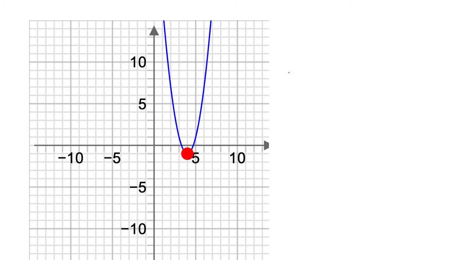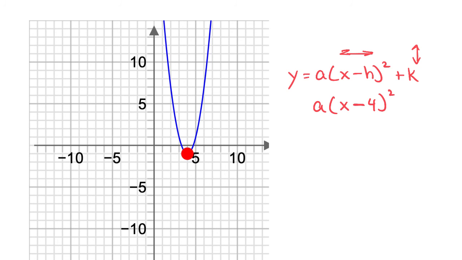So when I'm thinking about the equation, here's my vertex form. Remember, H controls left and right, K controls up and down. So this is shifted to the right by 4. So I want X minus 4, because a positive 4 would make this 0 in here. So that moves it right 4. And then it's bumped down by 1, so minus 1.